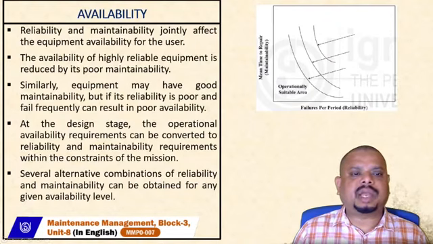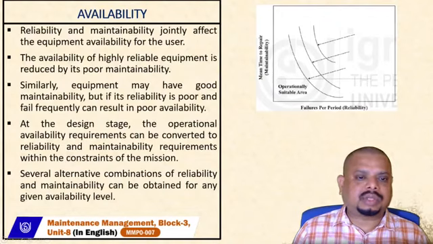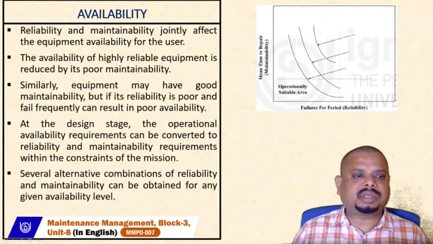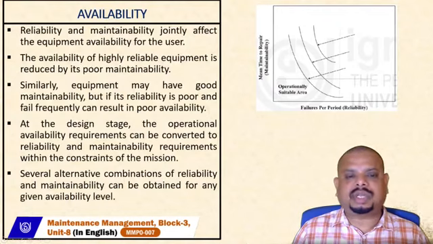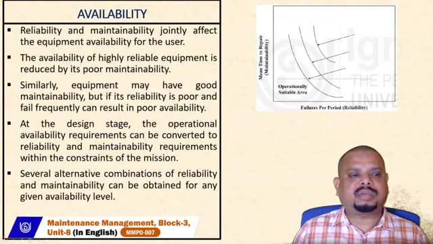Availability and maintainability jointly affect the equipment availability for the user. For example, in a workshop, there are a number of workstations, and each workstation consists of a number of complex machines. So how to understand the availability? The reliability and maintainability of machines and equipment jointly affect availability for users. So who are the users? Basically the operators are the users. So availability of highly reliable equipment is reduced by its poor maintainability.